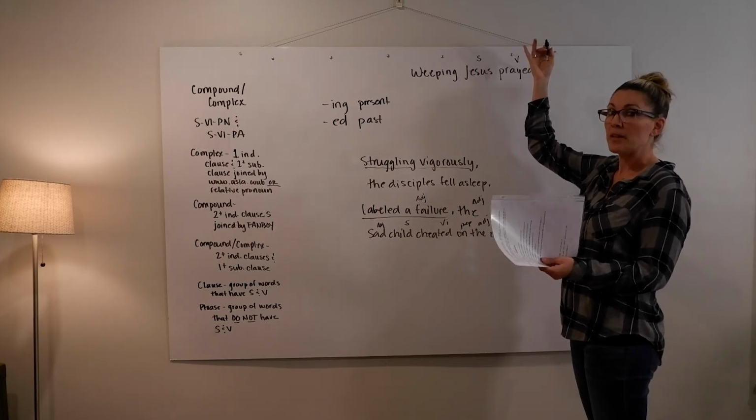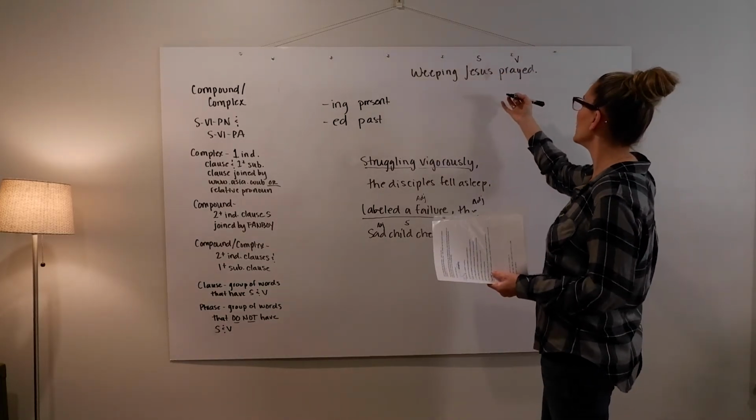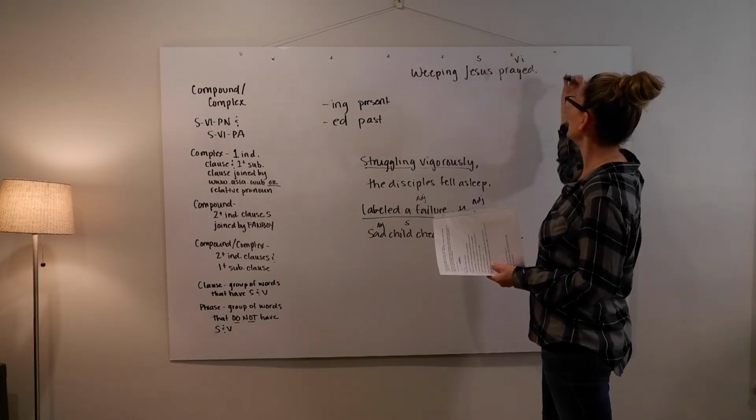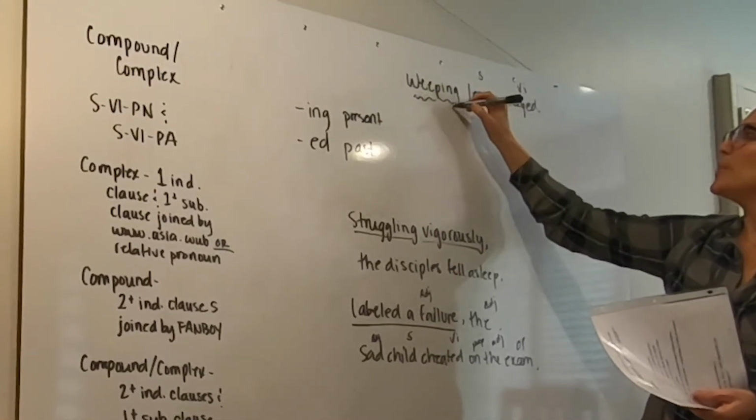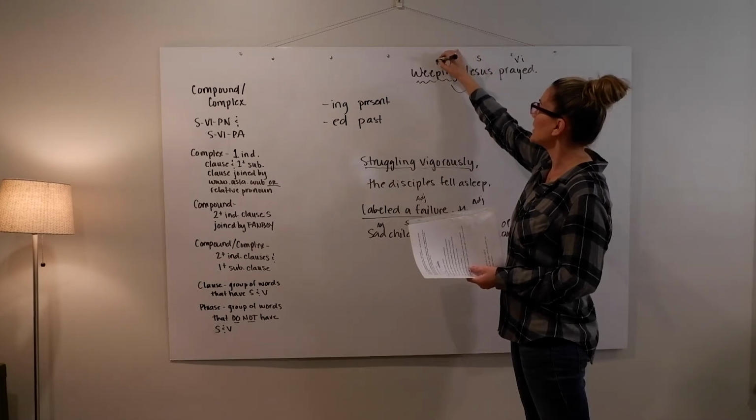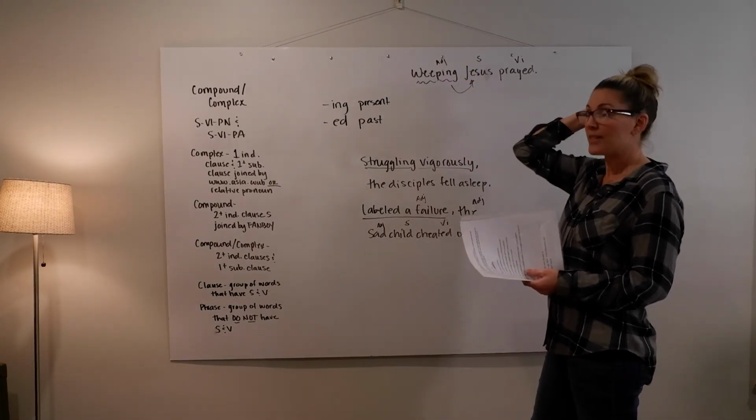Are we saying Jesus is weeping? No. The word weeping is a verb. It's something that you do. But in this sentence, first of all, what type of verb is that? Hopefully you know that's an intransitive verb. In this particular case, the word weeping is describing Jesus, right? So even though it's a verb, it's acting like what? An adjective. A word that describes a noun is an adjective, right?